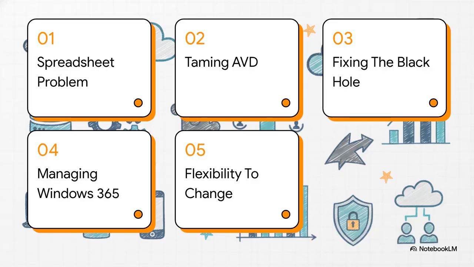So here's our roadmap to tackle this today. First, we'll hit the spreadsheet problem. Second, taming AVD with global pools. Third, fixing that black hole of automation and visibility. Fourth, managing Windows 365 directly. And finally, the flexibility to change your mind later on.